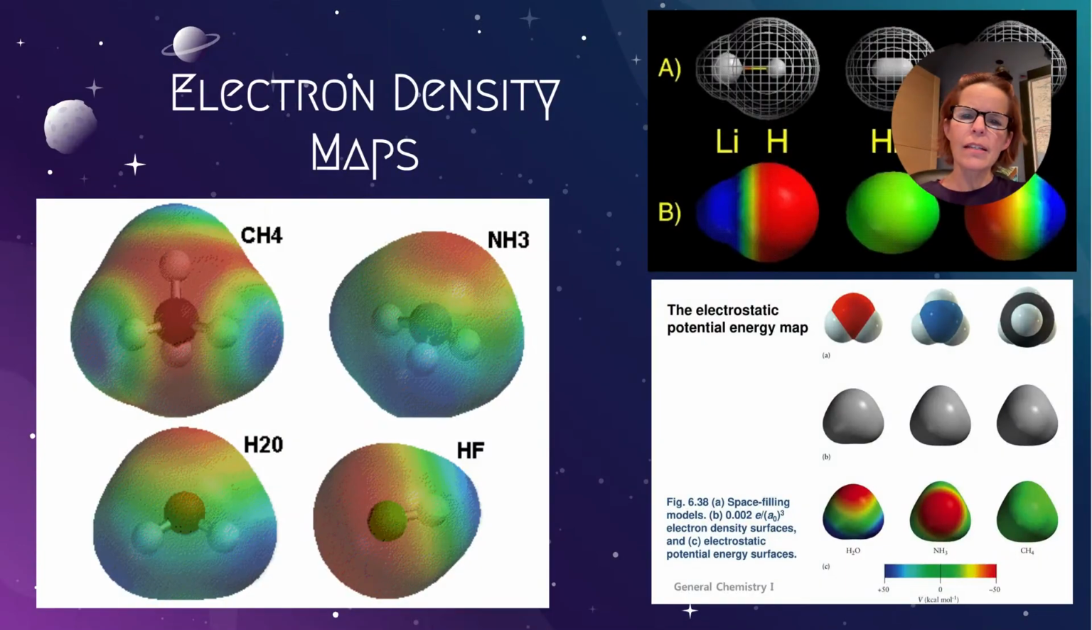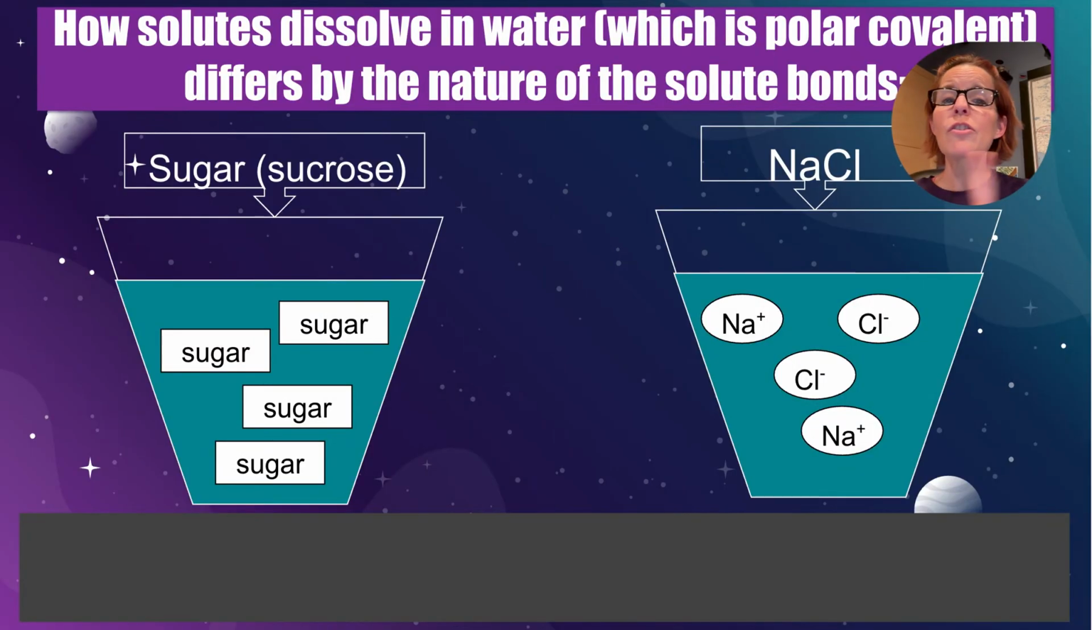Okay, everybody, I'm going to skip over the electron density maps, and we're just going to wrap up by talking a little bit about solubility. It's just going to take us a minute here. So it says how solutes dissolve in water. Remember that water is polar covalent. This is really important. How solutes, the things that dissolve in water, dissolve depends on whether they have covalent bonds or ionic bonds.